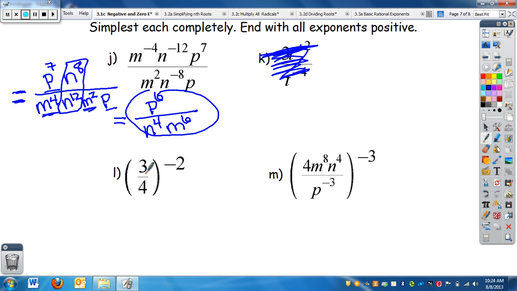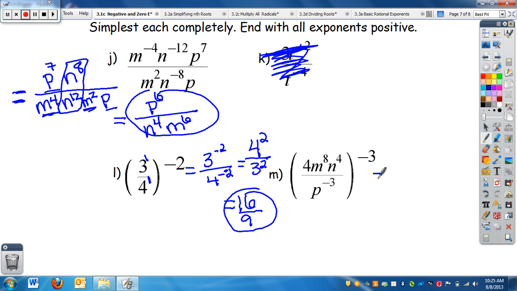L. Alright, so here we have that power rule. This one I actually like to distribute first. So I have 3 to the negative 2 and 4 to the negative 2. And then, because they both have negative exponents, they need to be flipped around. And then I need to calculate this out. 4 squared is 16. 3 squared is 9.